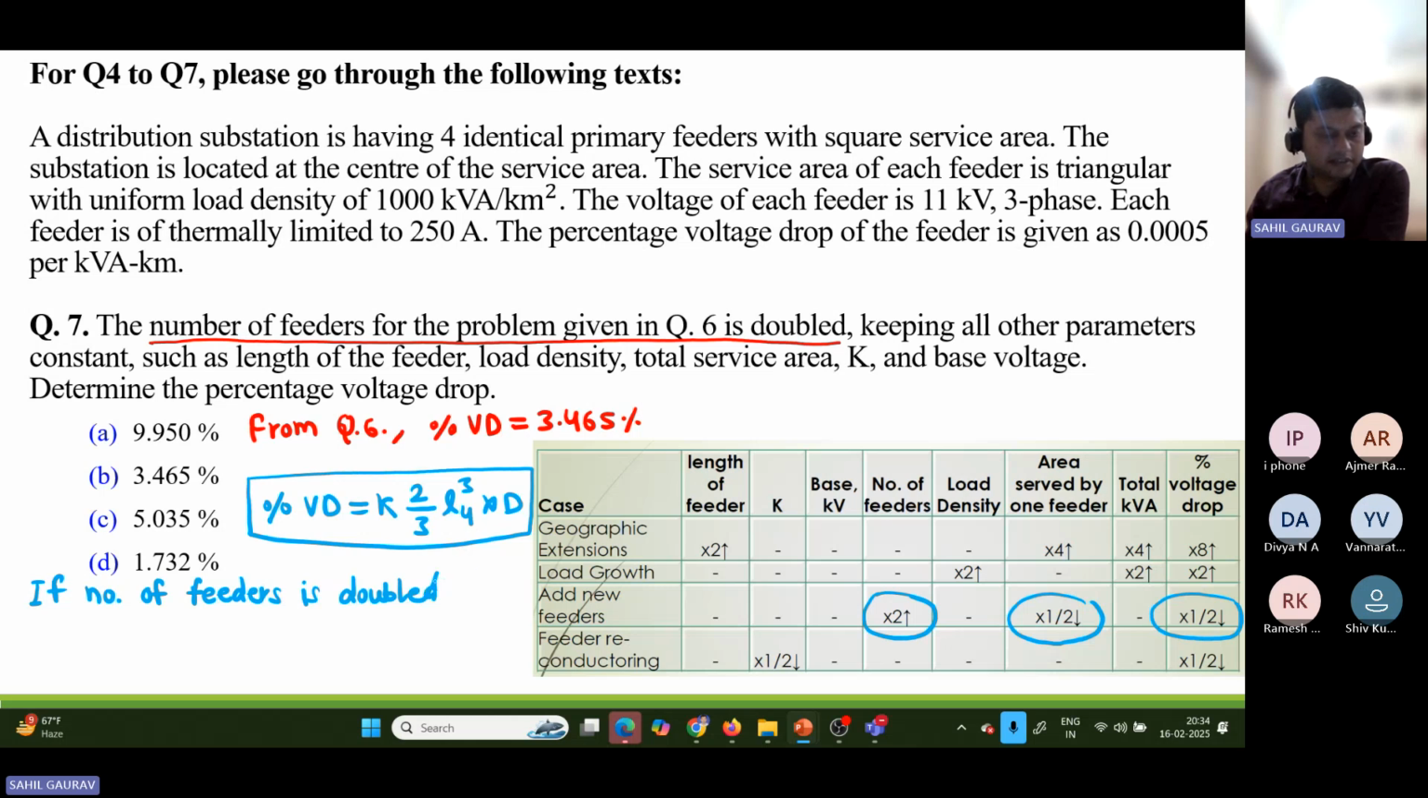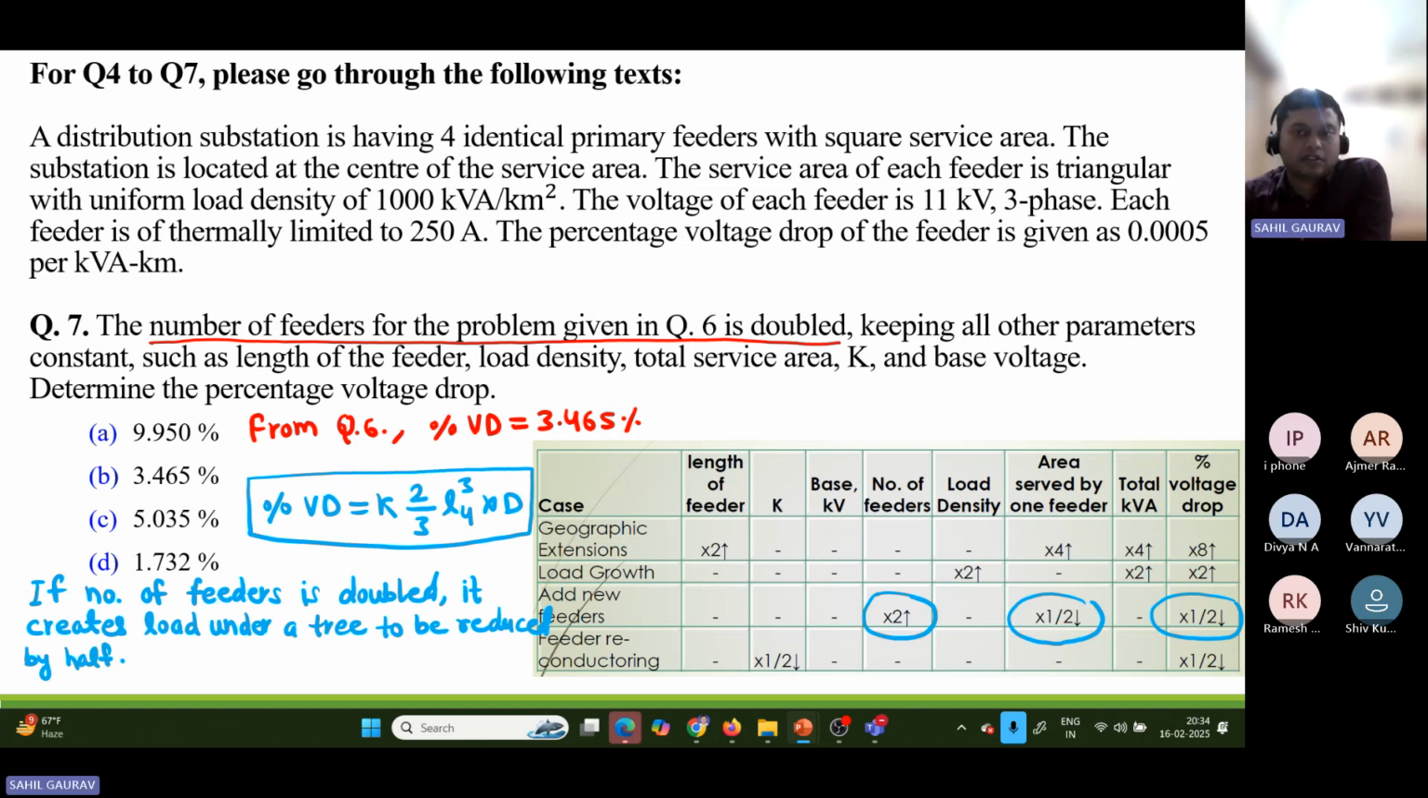Number of feeders is doubled, so the load under a feeder is reduced by half, which results in the voltage drop also becoming half.